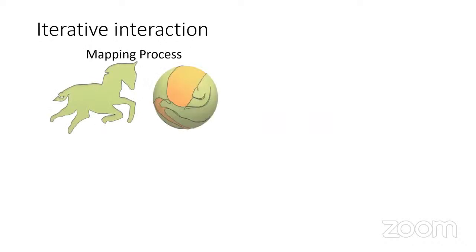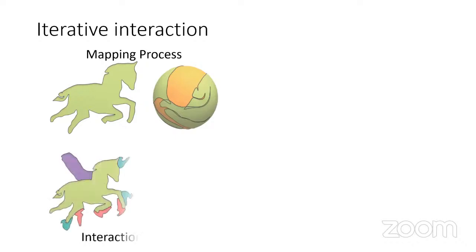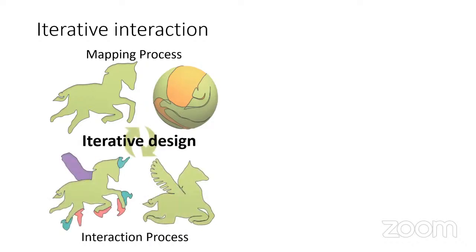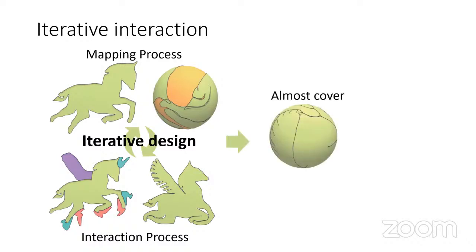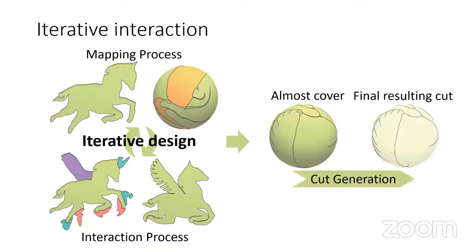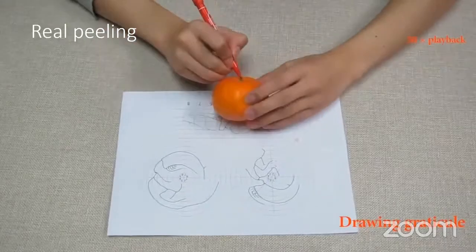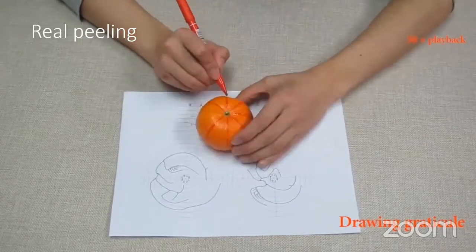For these input shapes, we involve users in the design process by proposing an iterative design process. The mapping process and the interaction process are alternately performed to meet user design intentions. After the iterative design process, the mapped shape almost covers the fruit and can be used to generate the resulting cut paths. We show an example of real peeling.